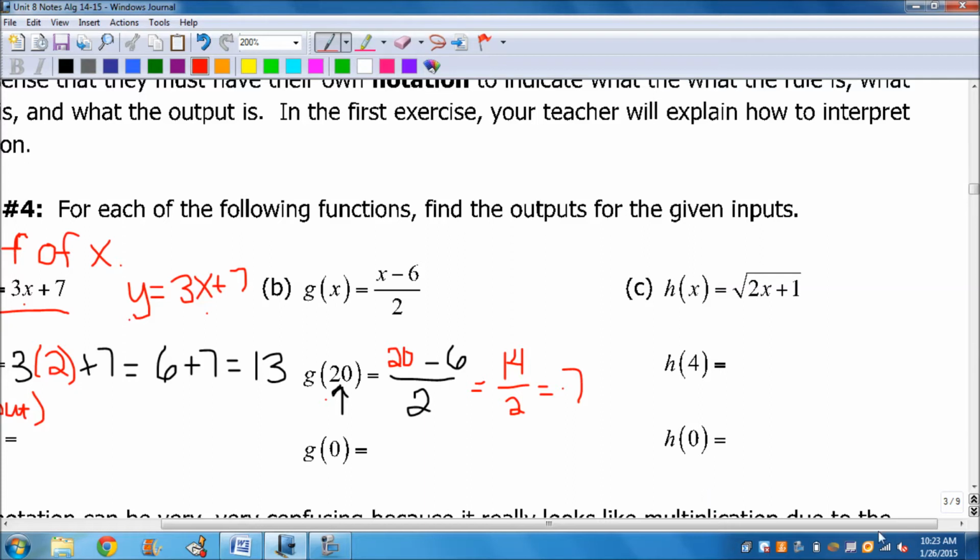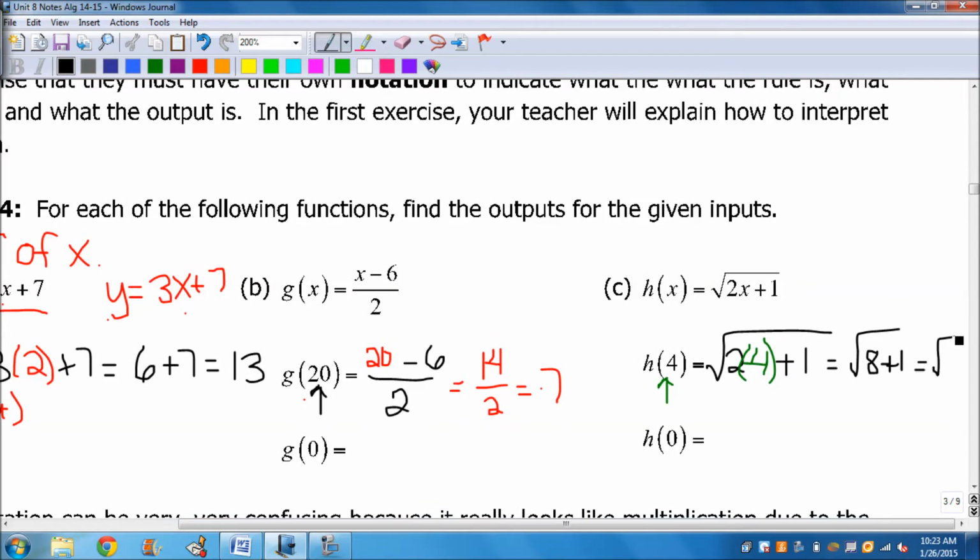All right, and then our last example here is h of x, which is the square root of 2x plus 1. So in this example, our x value is 4. So every time I see an x, I'm going to replace it with a 4. So it's going to be 2 times 4, plus 1, but it's all being square rooted. So then I end up getting the square root of 8 plus 1, which means that I will get the square root of 9. So my answer here is going to be 3. So when my input is 4, my output is 3.